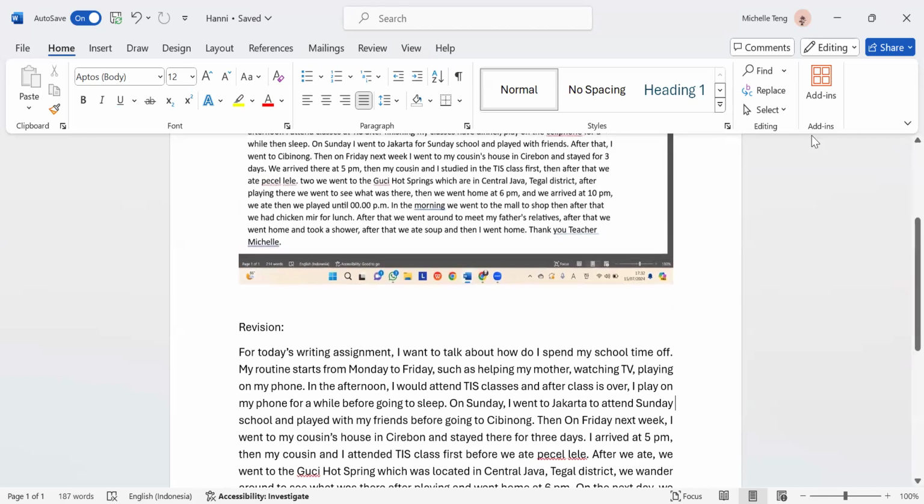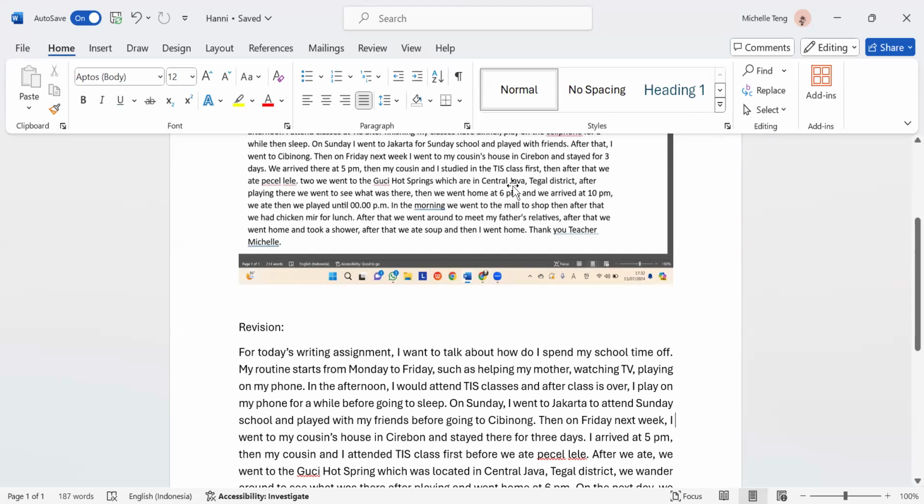Okay, then on Friday next week, I went to my cousin's house in Cirebon and stayed for 3 days. So then on Friday next week, I add a comma right here, because this is not supposed to be a capital. There's a mistype right there. Because this is a dependent clause, I add a comma right there. I went to my cousin's house in Cirebon and stayed there for 3 days.